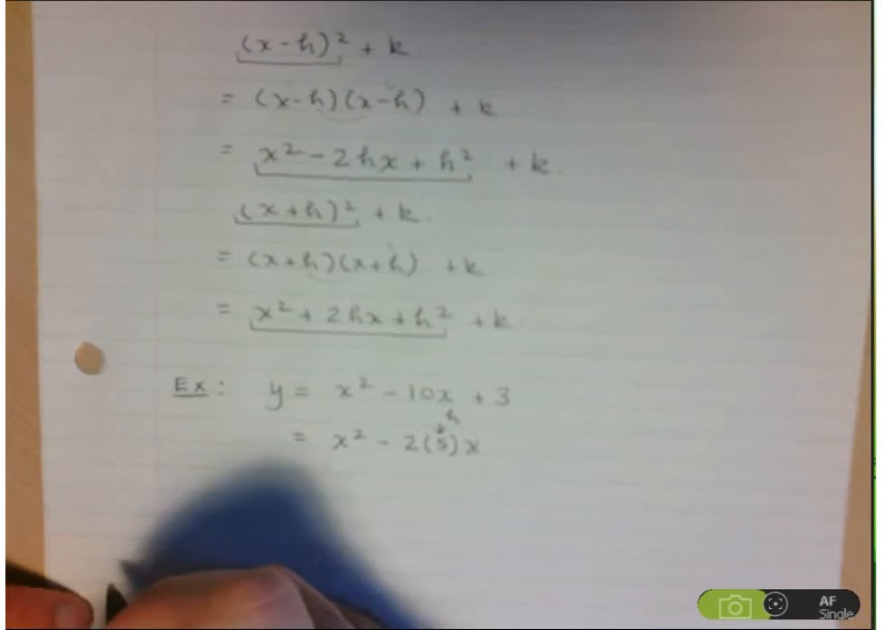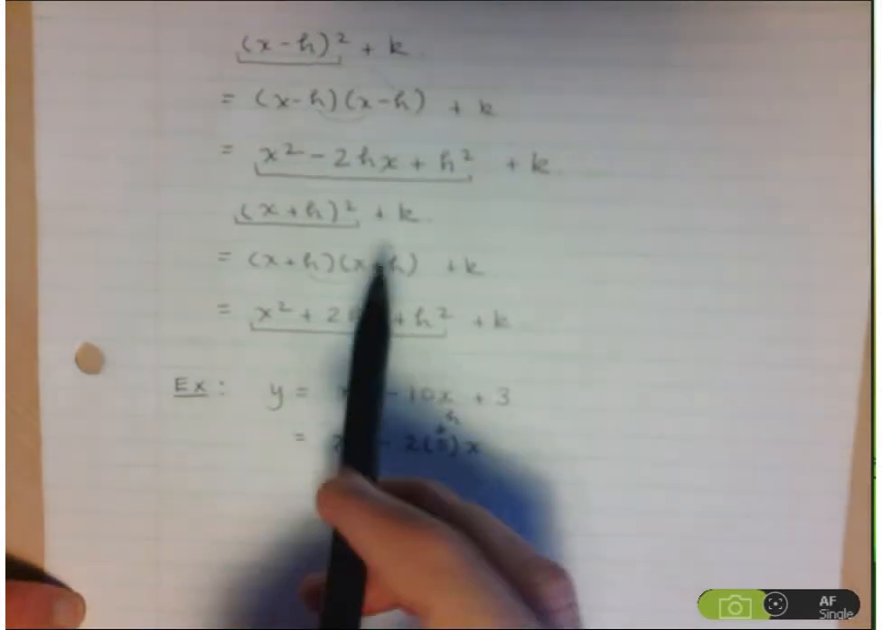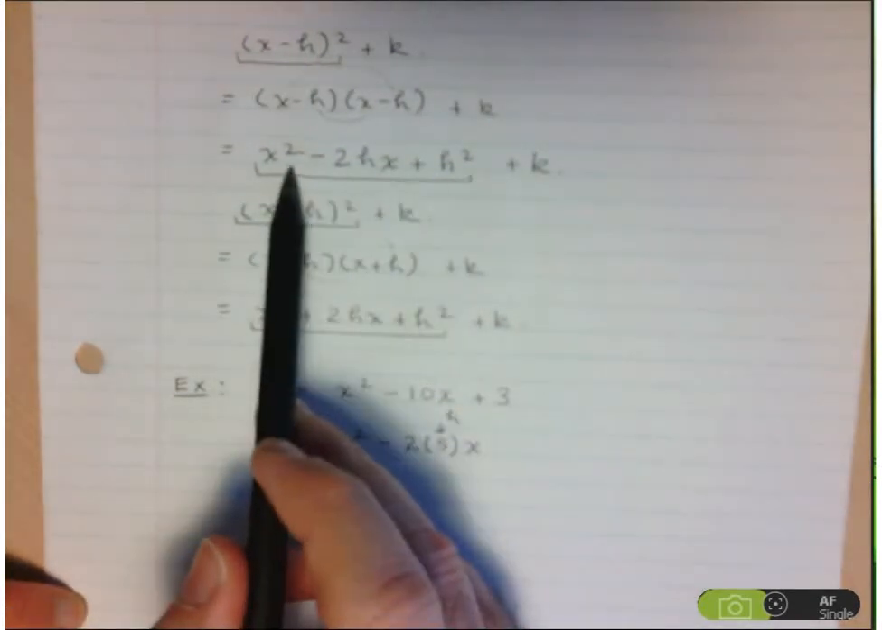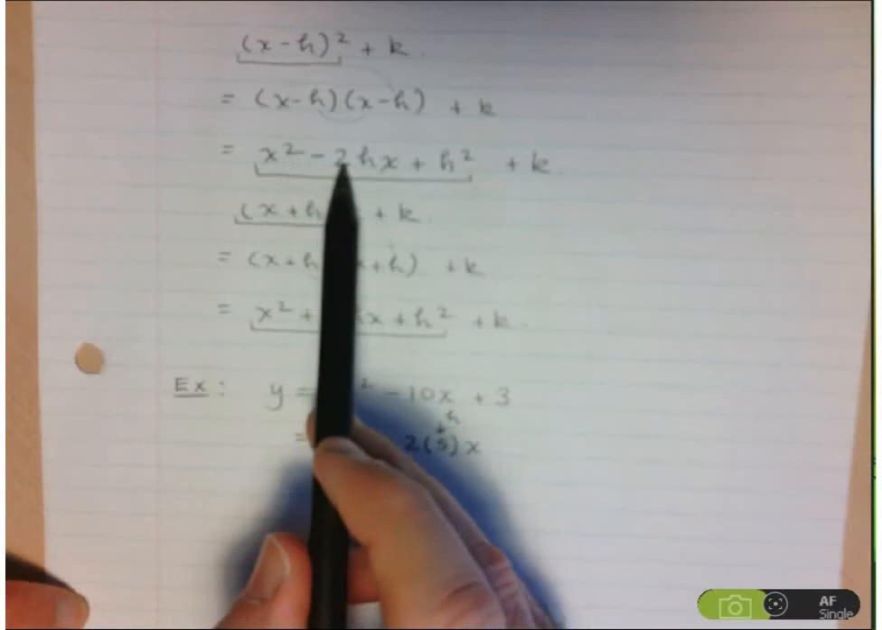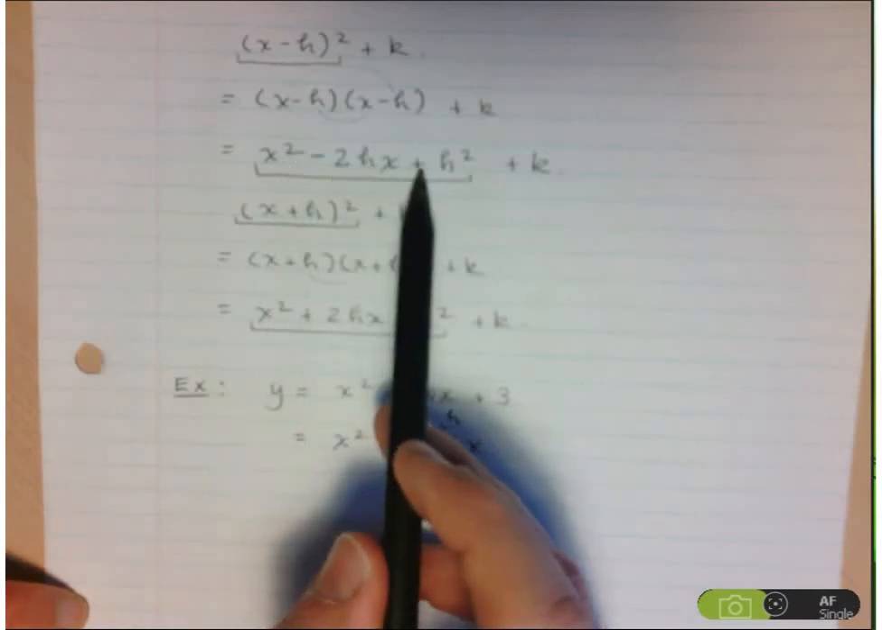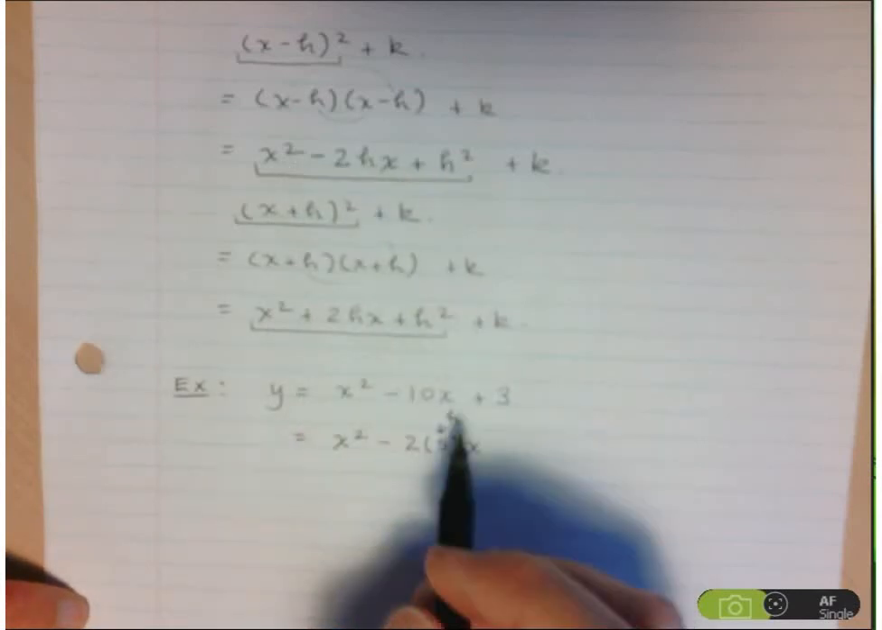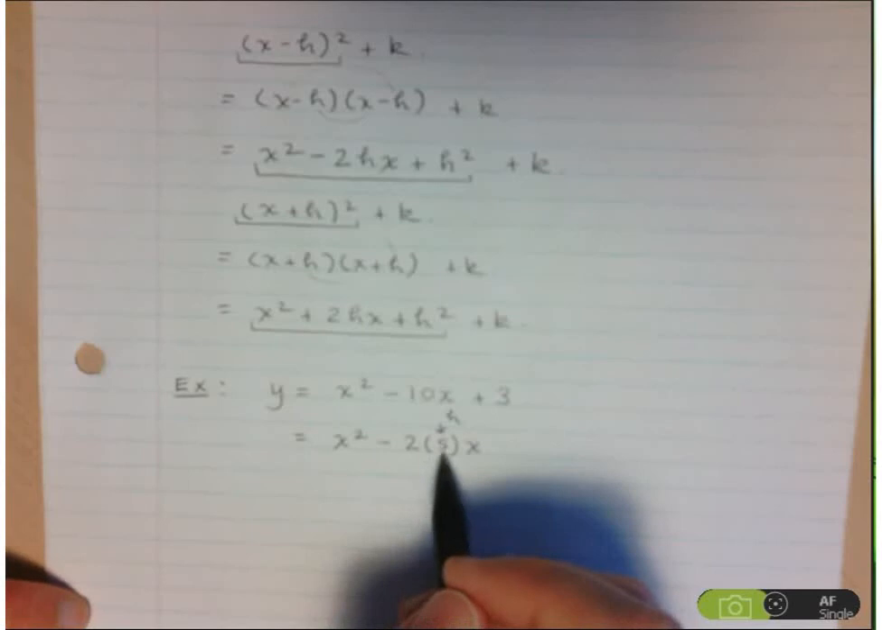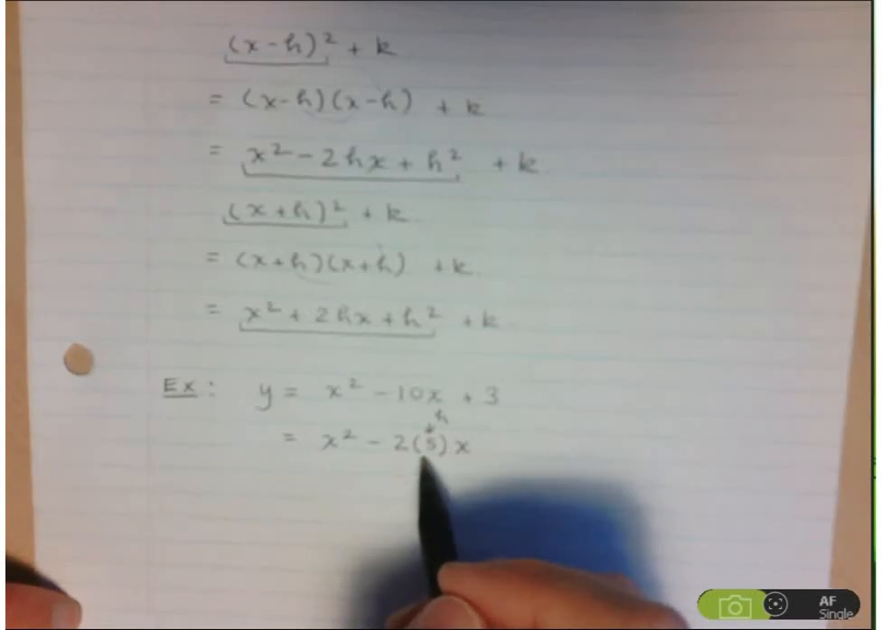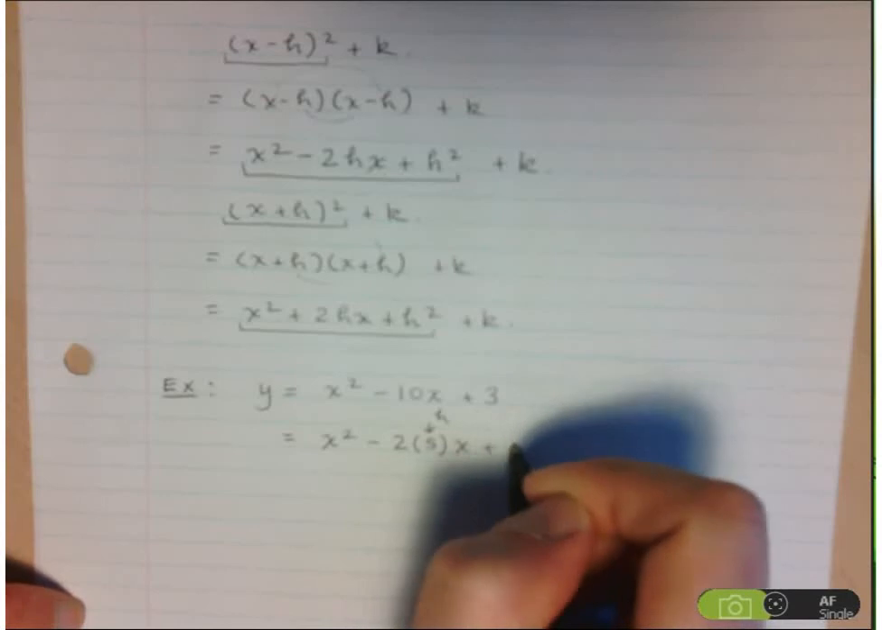Now this is where we have to be a little clever, because when we look at our general form of the trinomial, we see that I now have my 2 times h, but I also need a plus h squared. So in this case, plus 5 squared. This is an old trick that we're going to use: if we need a plus 5 squared, well, we're just going to put it in.